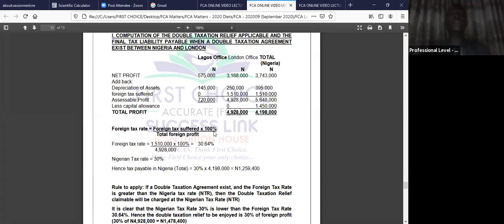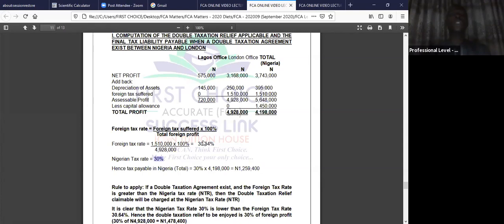All right. Now look at the foreign tax suffered. The foreign tax rate, rather, is going to be the foreign tax suffered, which is this, divided by the accessible total profits of the foreign company multiplied by 100. So it's going to be this. So you see that we've gotten 30.64 as our foreign tax rate. Now look, Nigerian tax rate is 30%. So which one is smaller? Nigerian tax rate is smaller.